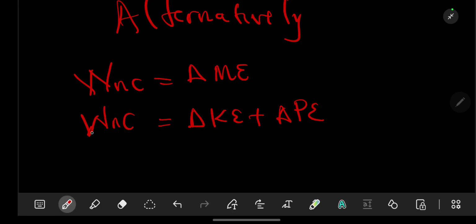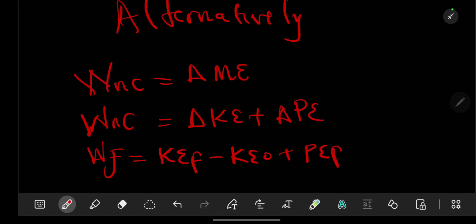Now in this case, if there is no force, the only non-conservative force here will be the work done by the friction, which should be equal to the change in kinetic energy. We are going to have the kinetic energy final minus the kinetic energy initial, plus the potential energy final minus the potential energy initial.